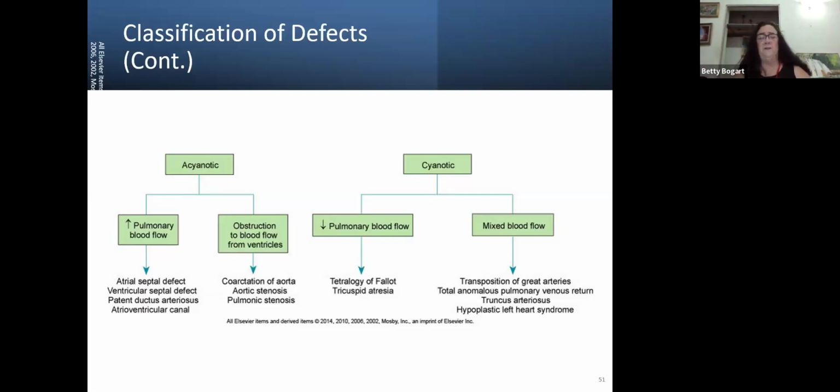The obstruction to the blood flow, I've already talked about coarctation, and I want you to know the word stenosis. It means a narrowing.